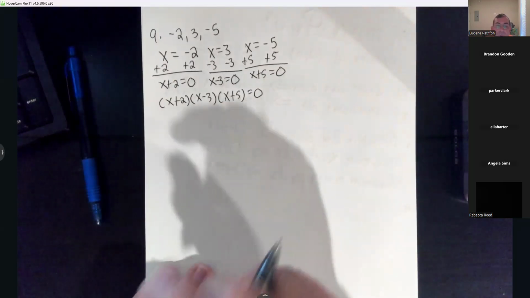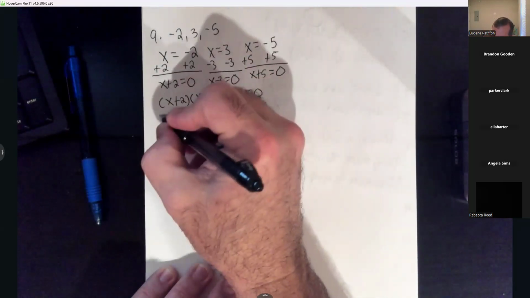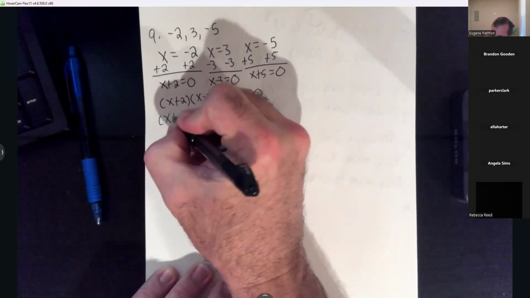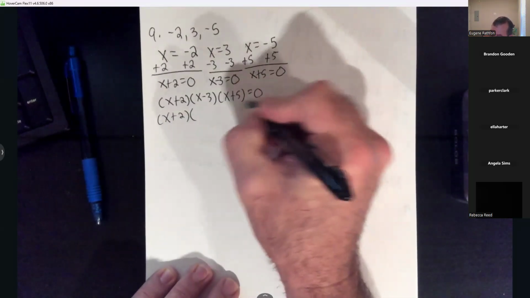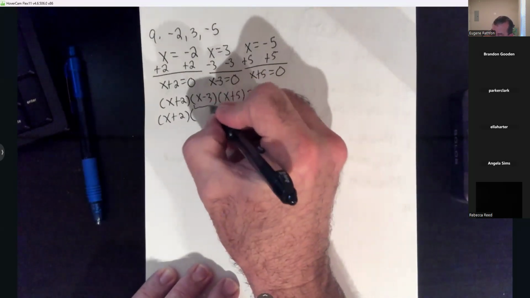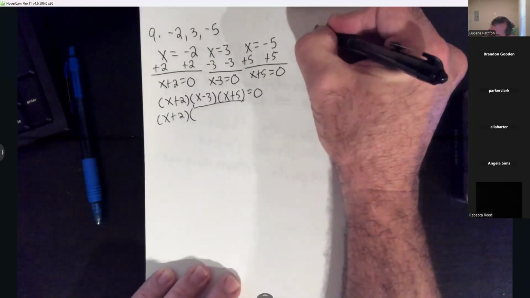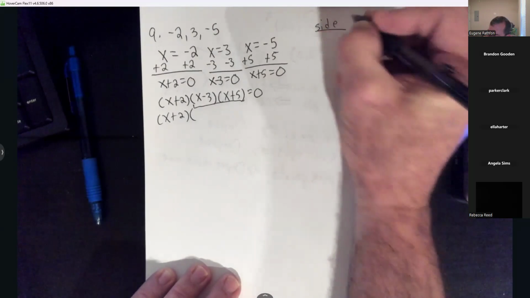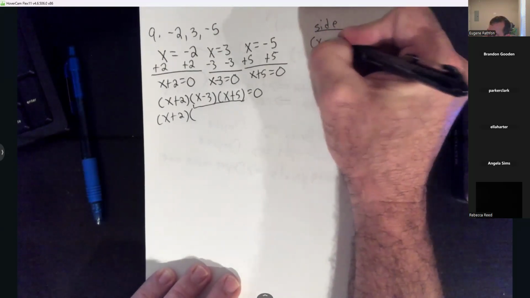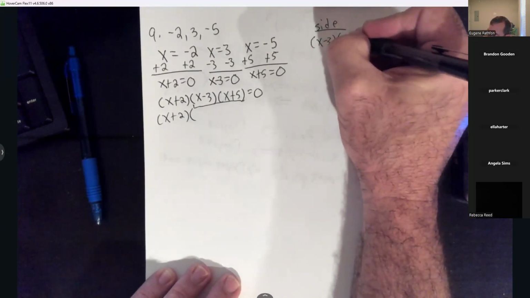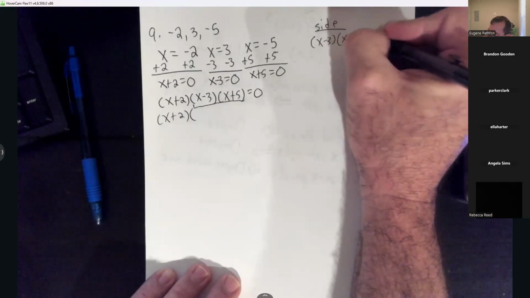All right, so now I'm just going to start foiling. So what I'm going to do is bring down the x plus 2 here. And I'm going to start by foiling these two right here. So y'all always did those parts on the side. So let's do our x minus 3 times x plus 5.